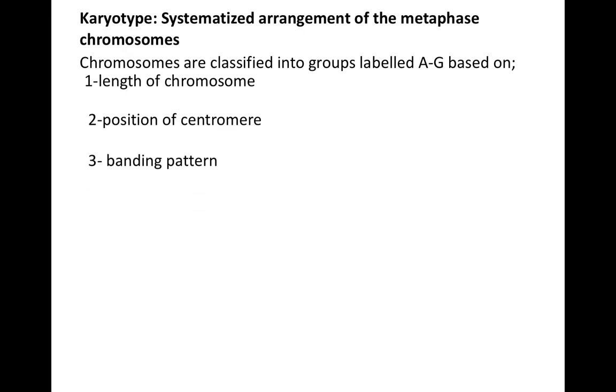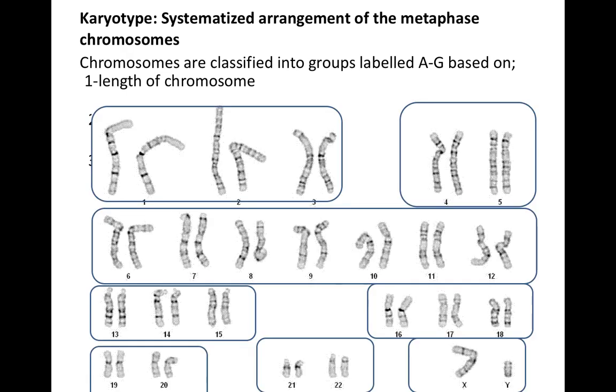Number 3 is the banding pattern, which is the alternating dark and light bands that is compared to the ideogram to identify each chromosome pair. So this is the outcome that we get. This is the karyotype. As you can see here, chromosomes are grouped together in groups from A to G. First group are the longest chromosomes, and their centromere is all in the middle, and this includes chromosome 1 to 3, so they are called metacentric long chromosomes.